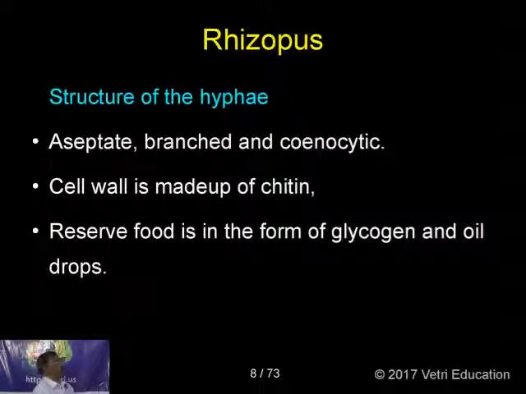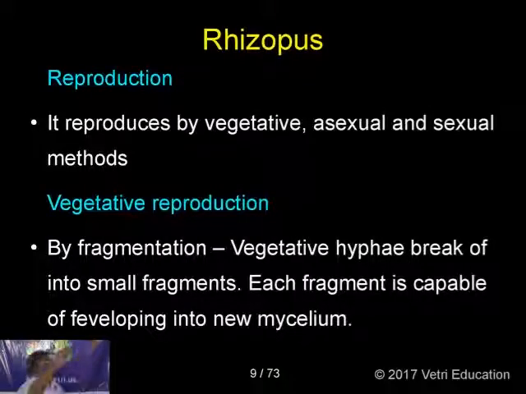As told already, the hyphae is aseptate, branched, cenocytic, and the cell wall is made up of chitin, and the reserve food material is in the form of glycogen and oil drops. Regarding the reproduction, it reproduces by vegetative, asexual and sexual methods. The vegetative reproduction is quite common by fragmentation.